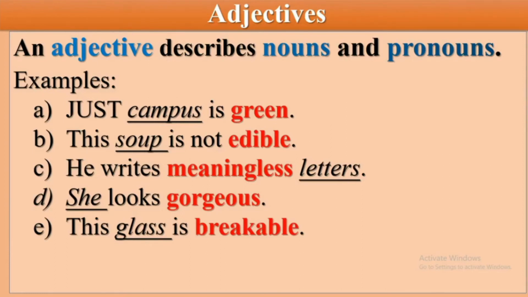If we go to the second example here, this soup, in this sentence, this has been used before the noun soup. So in this sentence, the word this is also an adjective.